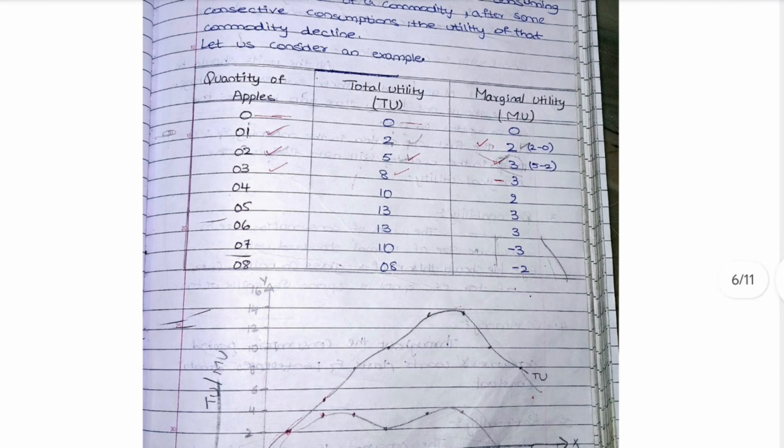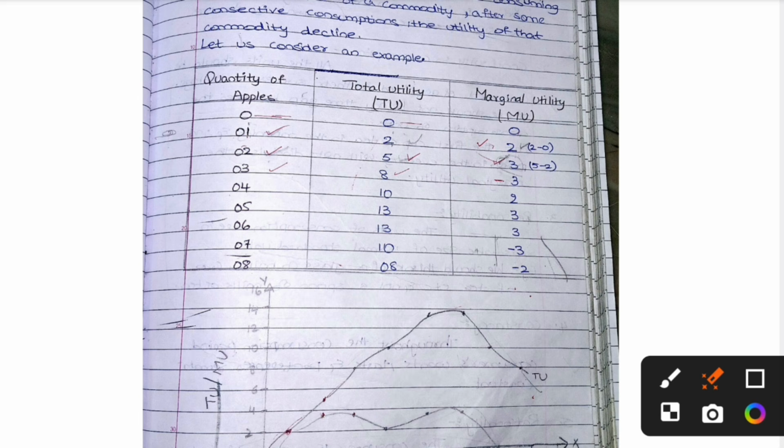For example, see here, when you are consuming 0 apples, your satisfaction level will be 0 only. When you eat the first apple, or take anything, biryani, whatever it might be, your favorite food, you will have a satisfaction of 2. Means when you eat the first apple you get so much satisfaction. It is sweet, you feel so comfortable, you feel yummy.